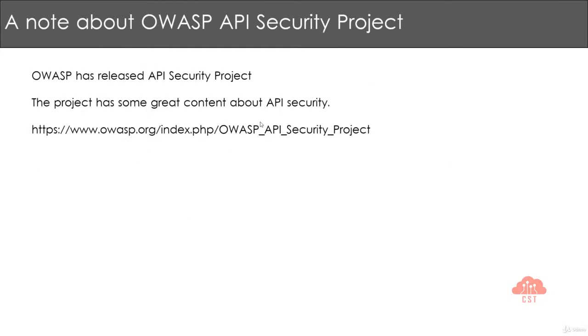In addition to all the vulnerabilities and exploitation techniques that we have discussed so far, OWASP has released the API Security Project, which contains some great content about API security. It is highly recommended that you go through this link and explore the contents of the API Security Project from OWASP as well. Going through this OWASP documentation can give you some more ideas that are not discussed in this course.